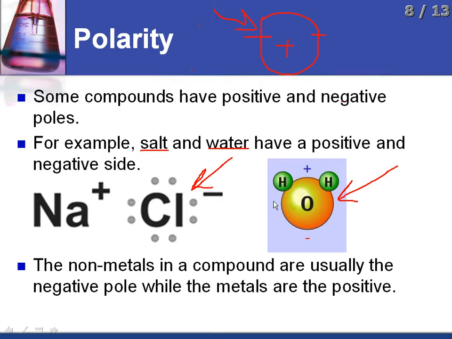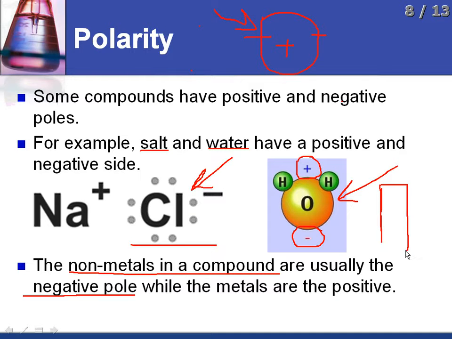Salts and water are examples of compounds where this occurs, because the chlorine in salt tends to grab all the electrons and pull them through towards it. In fact, most nonmetals in a compound are negative. They pull all those negative electrons towards them, making them a negative side. In water, the oxygen is very, very negative. It's a strong nonmetal. It pulls all the electrons to one side, making one side negative and then the other side positive. So compounds can act like tiny magnets.